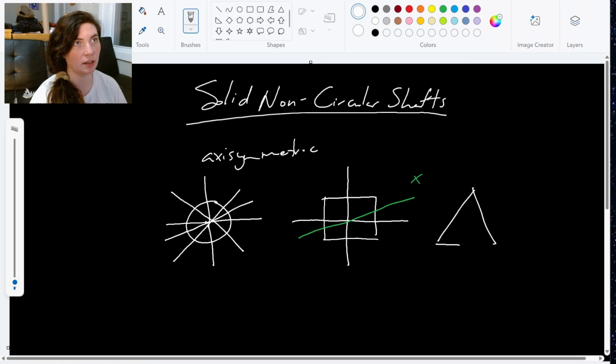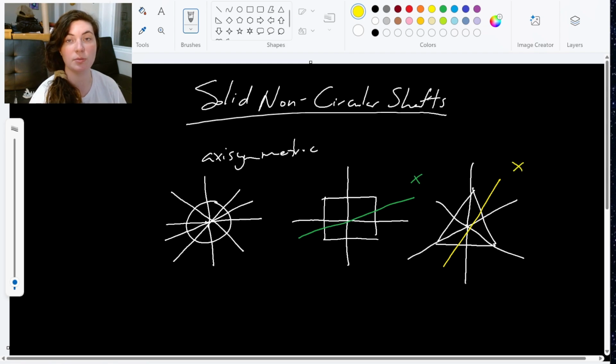Similarly with a triangle, let's say this is an equilateral triangle. Sure, it's axis symmetric if I go straight down the center here, or down through any of these midpoint to tip locations, going through the center. But as soon as I draw a line that does not hit in that same way, it's no longer axis symmetric. So these are not axis symmetric, whereas circles are, which makes them really nice for our calculations.